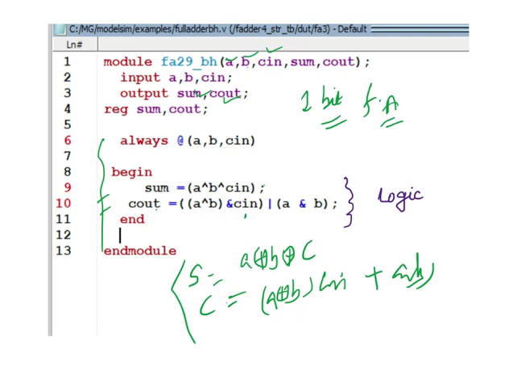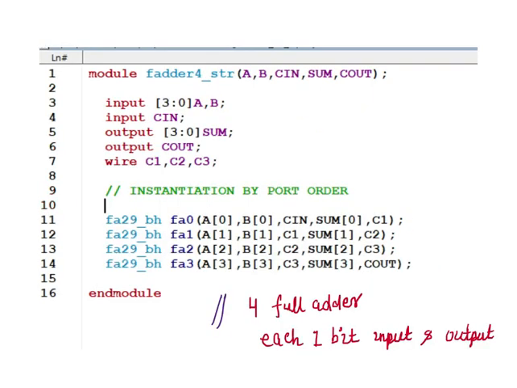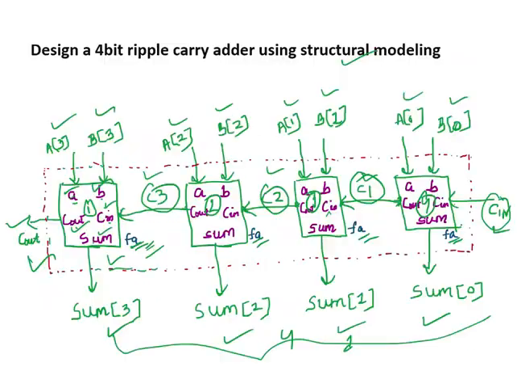Okay. So the next part is writing code for the structural modeling. In the structural modeling, so what are the inputs we got? A0 to A3, B0 to B3. Then we got C in. Then output was sum 0 to sum 3. Output was C out. Then OR I had taken for interconnection between the modules, between the blocks. I had 4 blocks. You can see here I have the 4 blocks. So I have taken 3 OR.